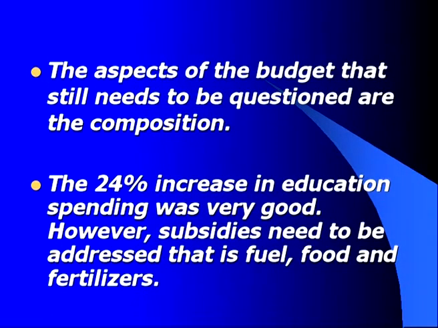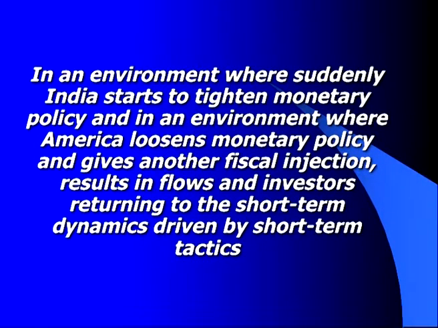The aspect of the budget that still needs to be questioned is the composition. The 24% increase in education spending was very good. However, subsidies need to be addressed, that is fuel, food and fertilizers. There was focus on manufacturing and focus on infrastructure, but things could be more proactive even in those areas. In an environment where suddenly India starts to tighten monetary policy and America loosens monetary policy and gives another fiscal injection, it results in flows and investors returning to short-term dynamics driven by short-term tactics.